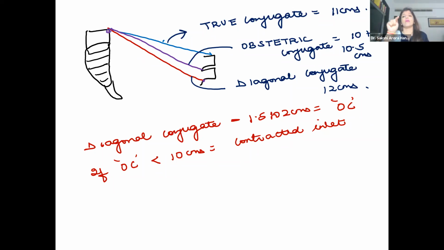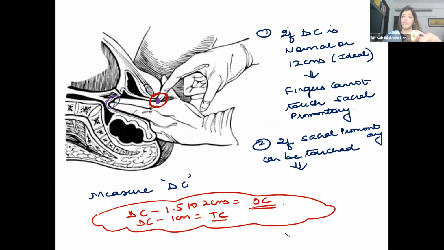In that case, you should measure the diagonal conjugate with the help of a measuring tape. Put a mark wherever you are feeling the diagonal conjugate on your finger and measure that. Once you have measured that, subtract 1.5 to 2 centimeters from it to get the value of obstetrical conjugate. And if the value of obstetrical conjugate comes less than 10 centimeters, tell your patient that I'm going to take you up for cesarean section whenever you go in labor, right? Clinical pelvimetry is very important in all primary gravida patients. And clinical pelvimetry should be done between 37 to 38 weeks in a primary gravida patient.